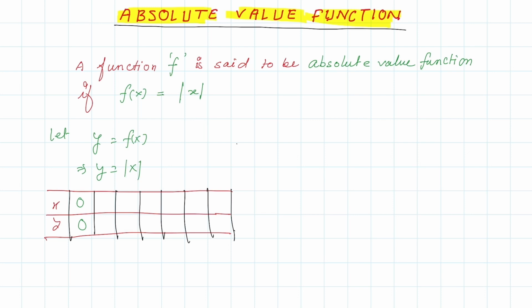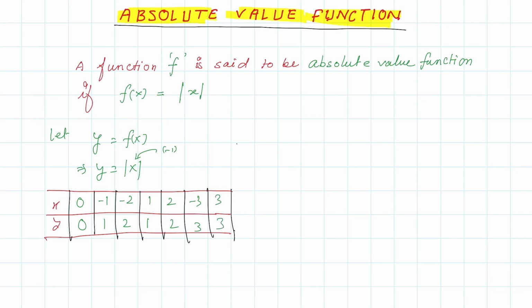Okay, if you put here x is equal to, suppose, -1, then you will get +1. If you put -2, then you will get +2. If you put +1, then also you will get +1. If you put +2, then also you will get +2. If you put -3, then you will get +3. If you put +3, then you will get +3 again.